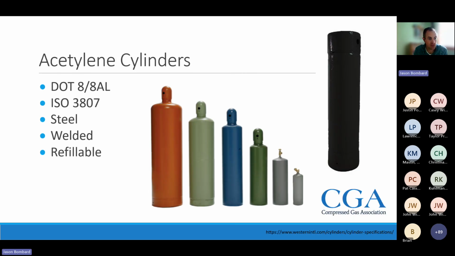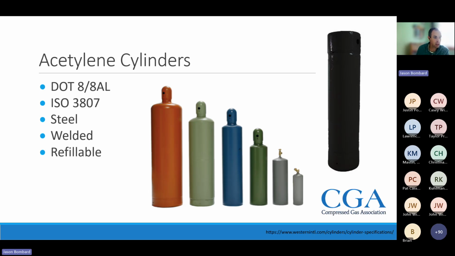Another special type of cylinder is for acetylene service. So these are made to a DOT 8 or 8AL specification, or the ISO 3807 typically. These are steel cylinders. They are welded, at least the ones used in the US are welded cylinders, and these are refillable.